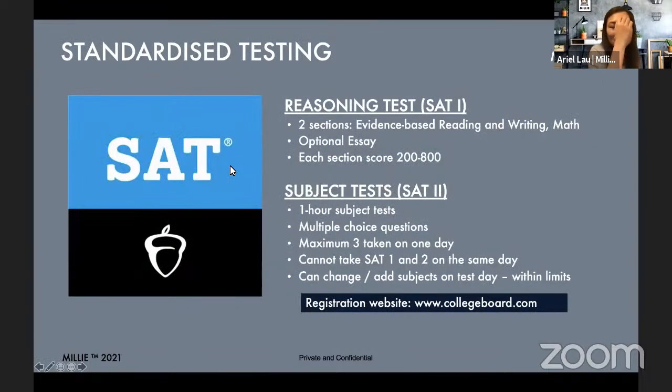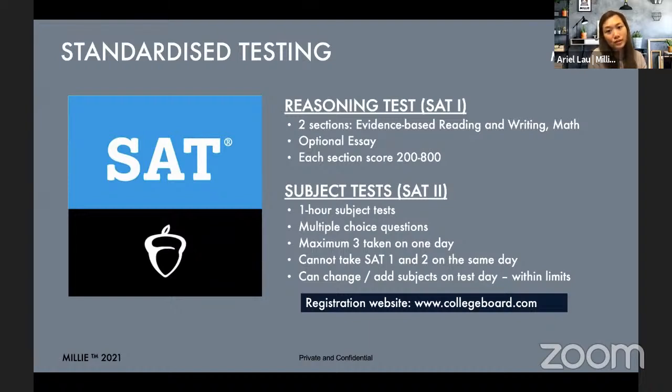So moving on to standardized testing. You can see that traditionally there are 2 types of SAT tests. I'm going to go into that for SAT 2, but some of you may already know. So let's go through the SAT 1 first. SAT 1 is the reasoning test, our SAT diagnostic, the one that we are hosting every month for free. It's actually the reasoning test.